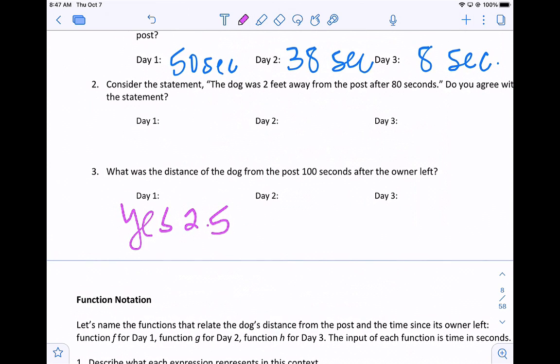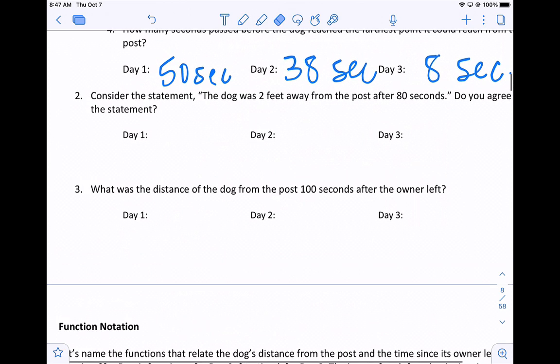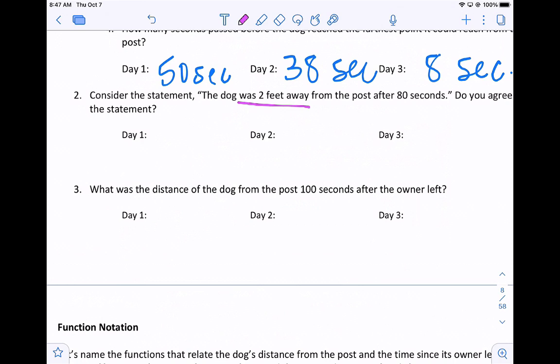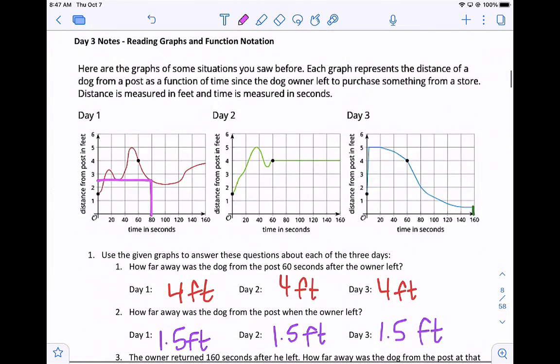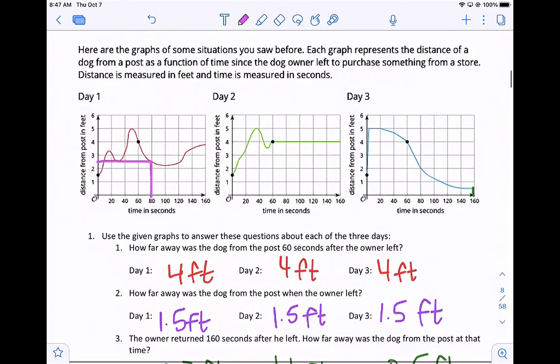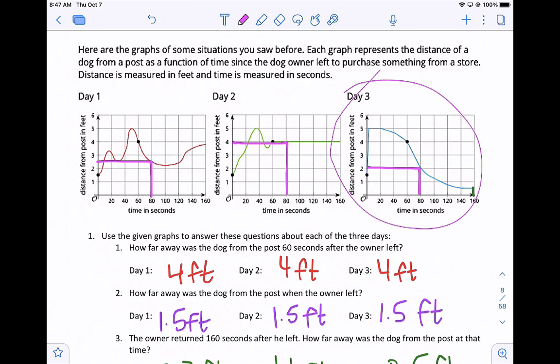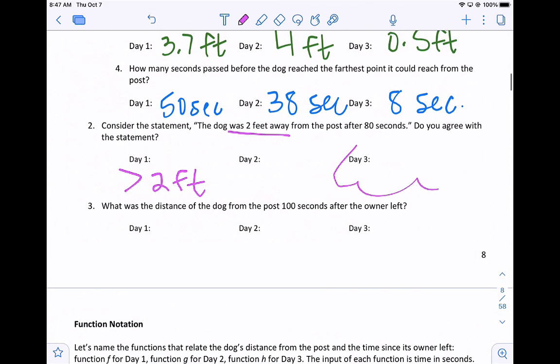Okay, no, I put that in the wrong spot. So the dog was, I mean, greater than 2 feet. It wasn't exactly 2 feet, so this was greater than 2 feet. How about day 2? And what was it, 80 seconds? At 80 seconds, he was 4 feet away here. Oh, okay, so that would be for day 3. Day 3 is the one he's exactly 2 feet away. So yes, I would agree with this statement for day 3.